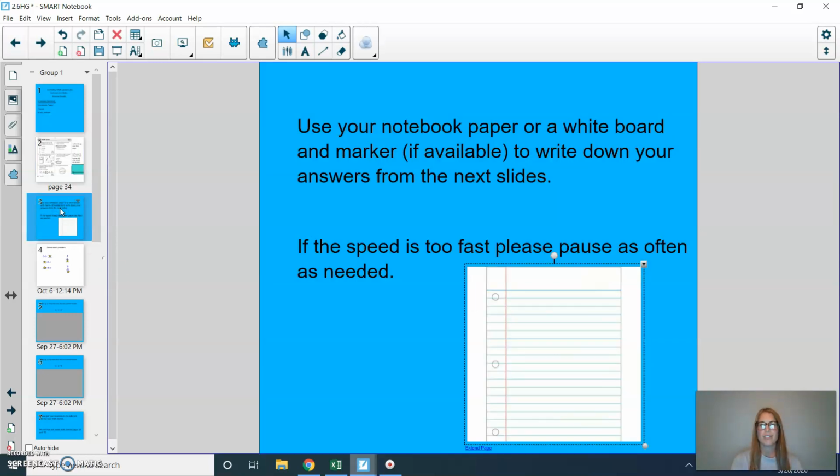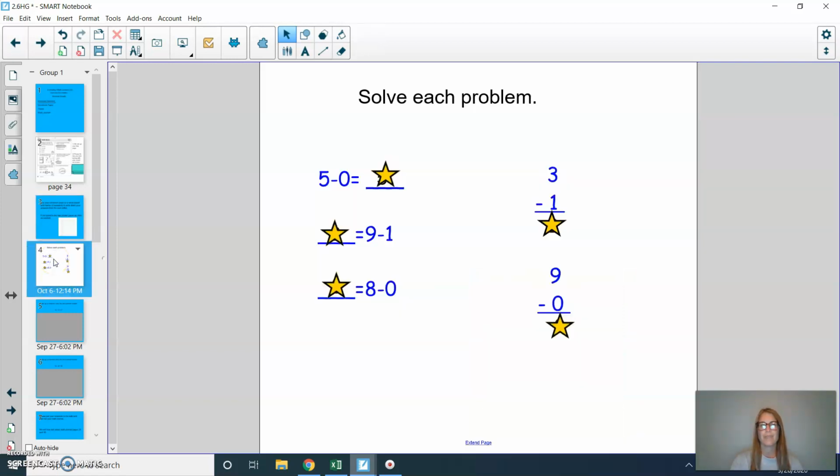We'll put our math journal to the side and we'll take out either our notebook paper and pencil, or whiteboard marker if available. If you're noticing the speed is too fast, please pause as often as needed. So just like in the previous lesson, I'm going to ask that you solve the 5 problems. You can solve them by either saying the answer out loud, writing the number model and the answer, or just writing the answer. Why don't you solve and then press play when you're ready to hear the answers.